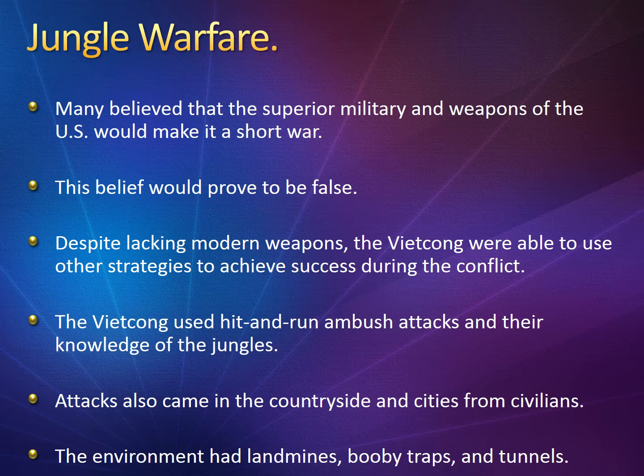The environment was also covered with landmines, booby traps, and tunnels. That's how the Viet Cong moved around a lot of the time, in these underground tunnels. And they also used a lot of booby traps. One of the things they used for booby traps was called punji sticks. These were sharp bamboo sticks that would be covered over with grass. They were placed in a hole dug in the ground, and if an American soldier didn't see it and stepped on it, he would fall on these sharp sticks.